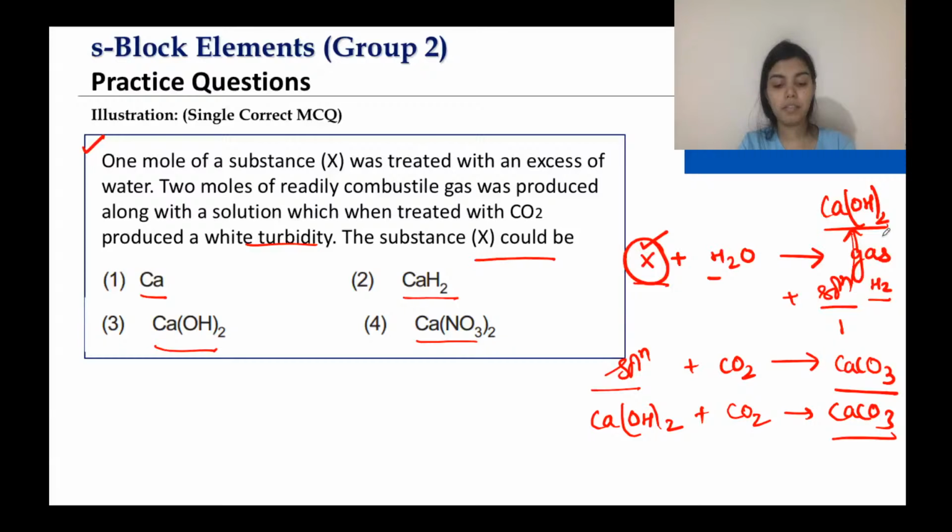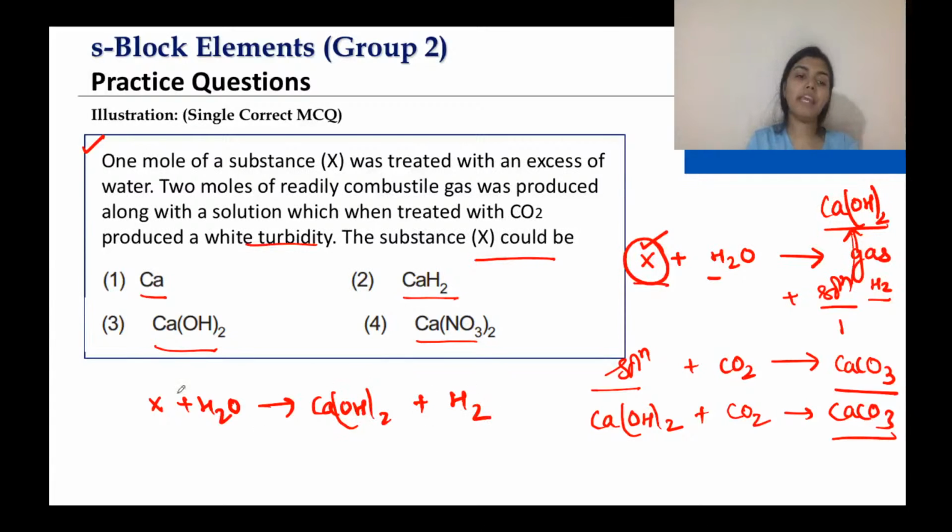Anyone with the answer? X plus water is giving you calcium hydroxide plus hydrogen gas. What should be X?